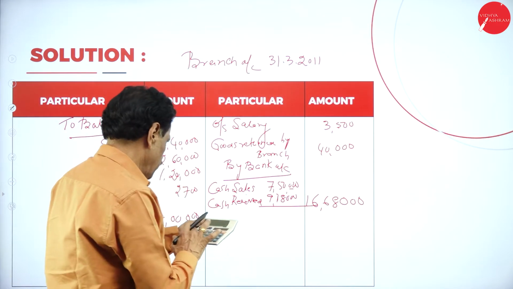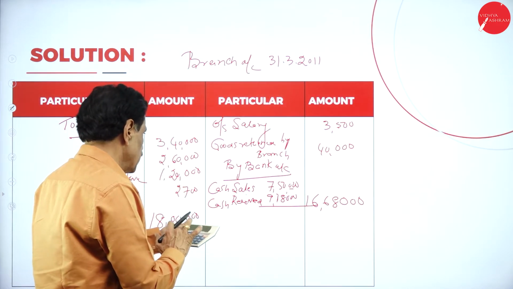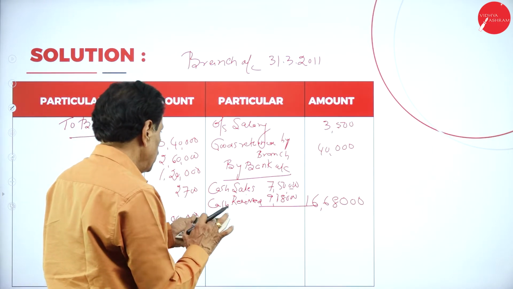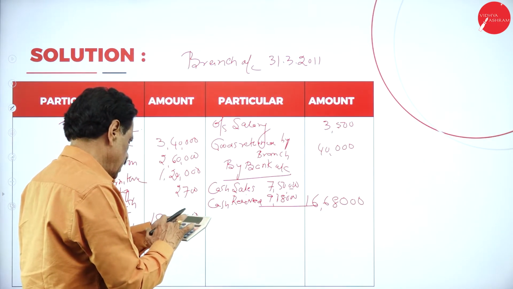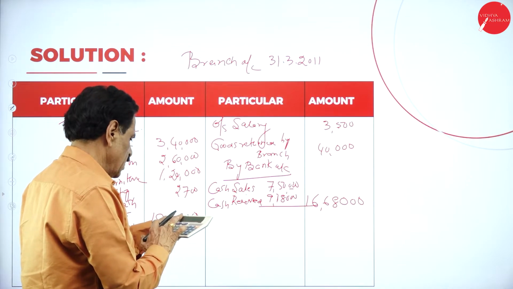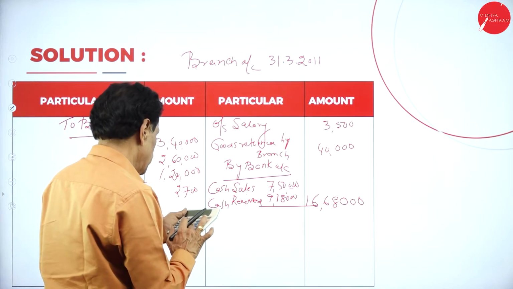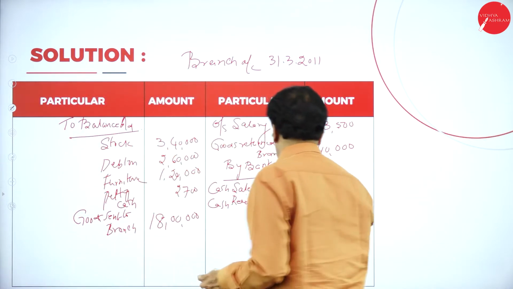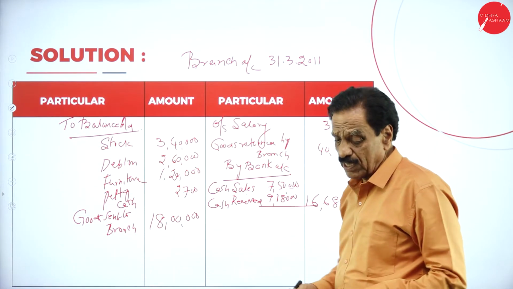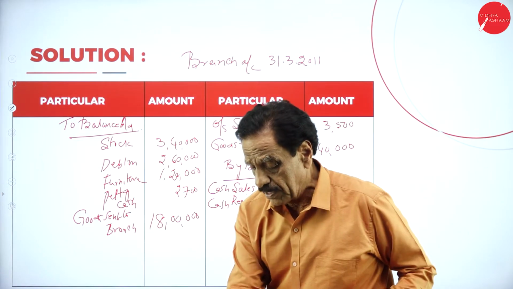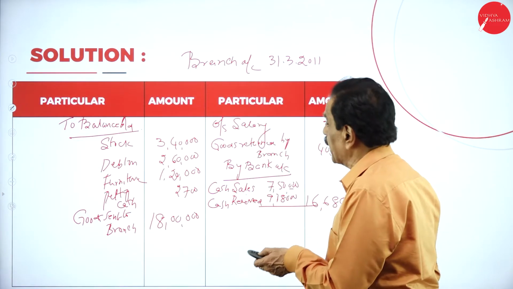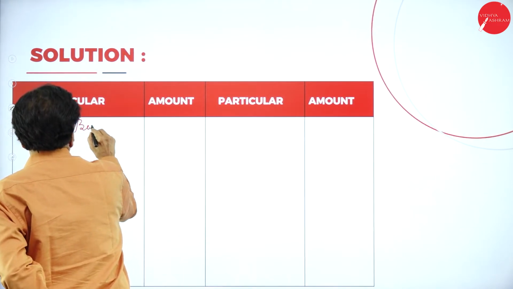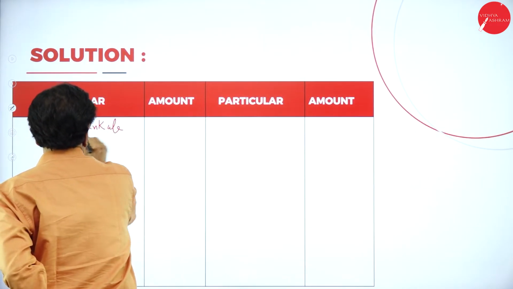So 7,50,000, 750 followed by 30 plus 9,18,000, 918 followed by 30, gives 16,68,000. Then any expenses paid by the branch, here, to bank account, expenses paid by the branch.